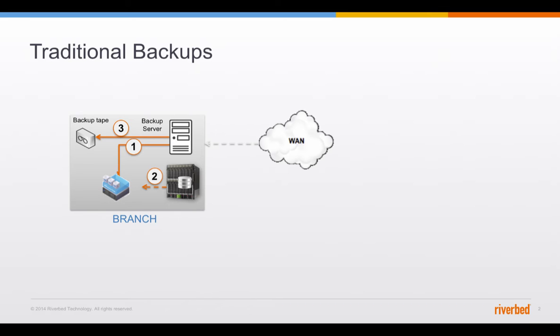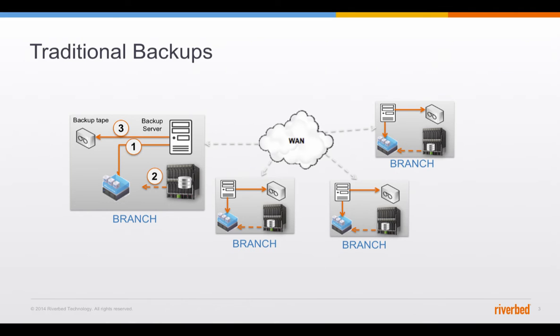But what if you have 50 branches? As you can see here, my slide is running out of space, and I've only got 4 branches on the slide. There's no centralized data consolidation. Each branch is an island. What if you want to recover something at another branch, or if you want to recover it in the data center?